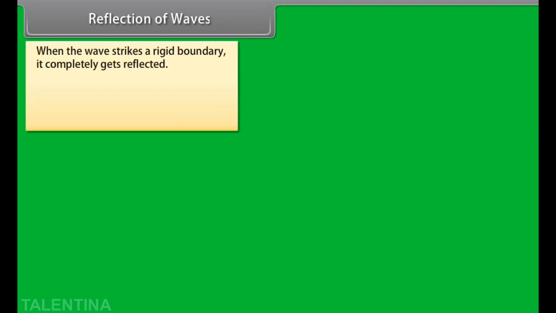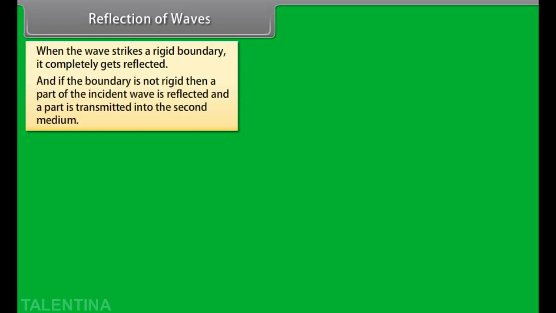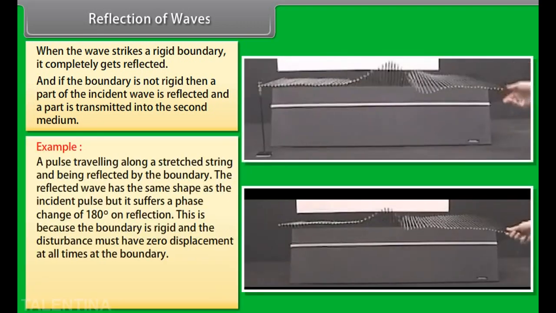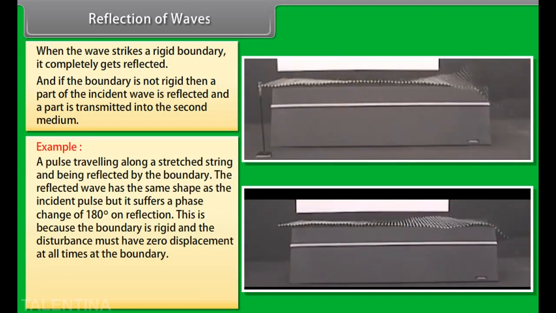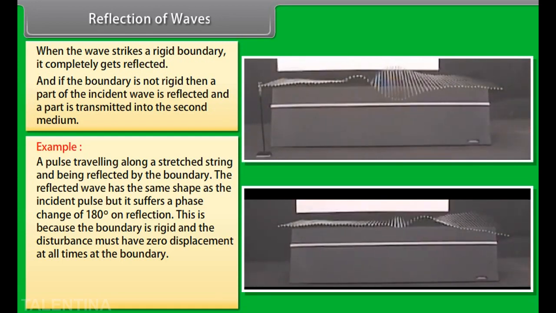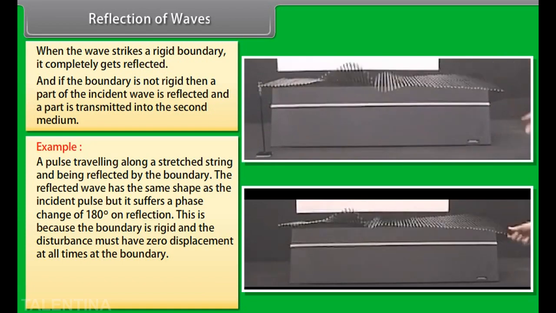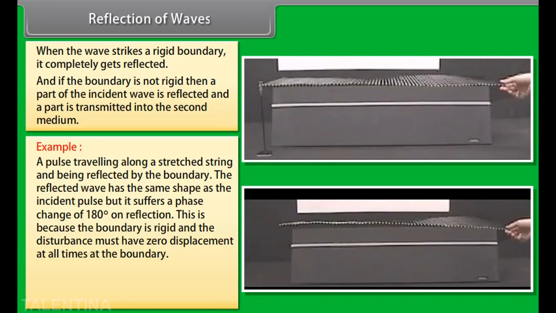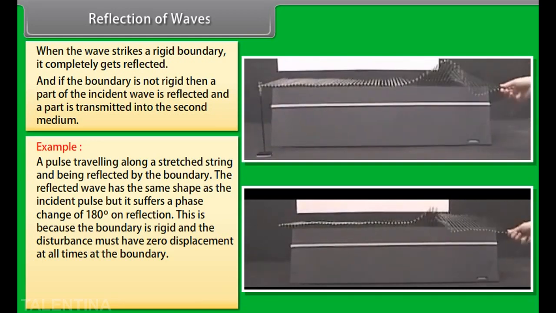Reflection of waves. When the wave strikes a rigid boundary, it completely gets reflected. And if the boundary is not rigid, then a part of the incident wave is reflected and a part is transmitted into the second medium. Let us take an example. A pulse traveling along a stretched string and being reflected by the boundary. The reflected wave has the same shape as the incident pulse, but it suffers a phase change of 180 degrees on reflection. This is because the boundary is rigid and the disturbance must have zero displacement at all times at the boundary.